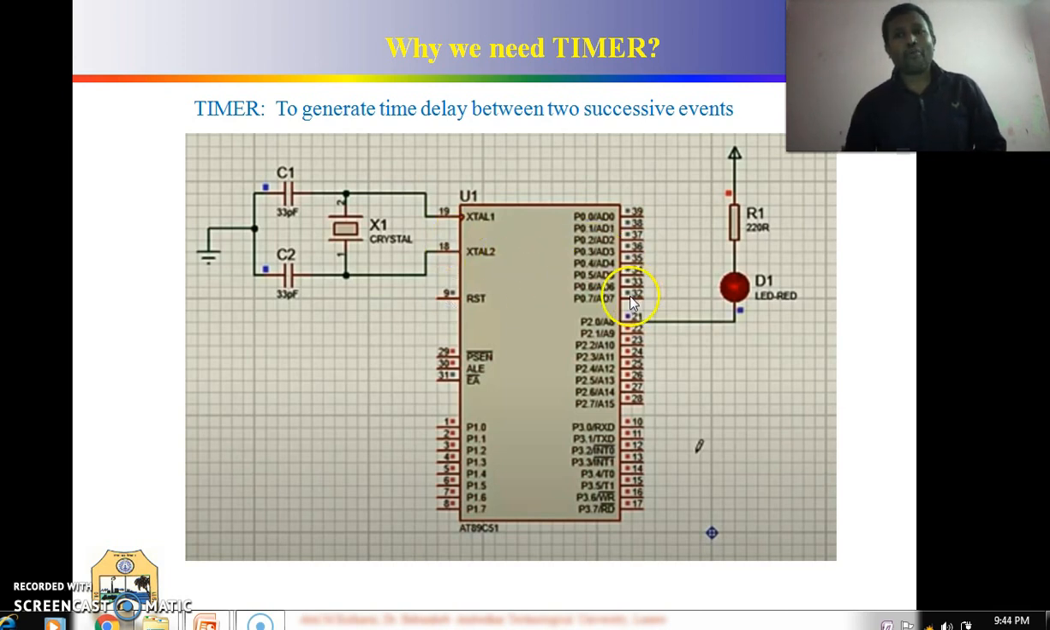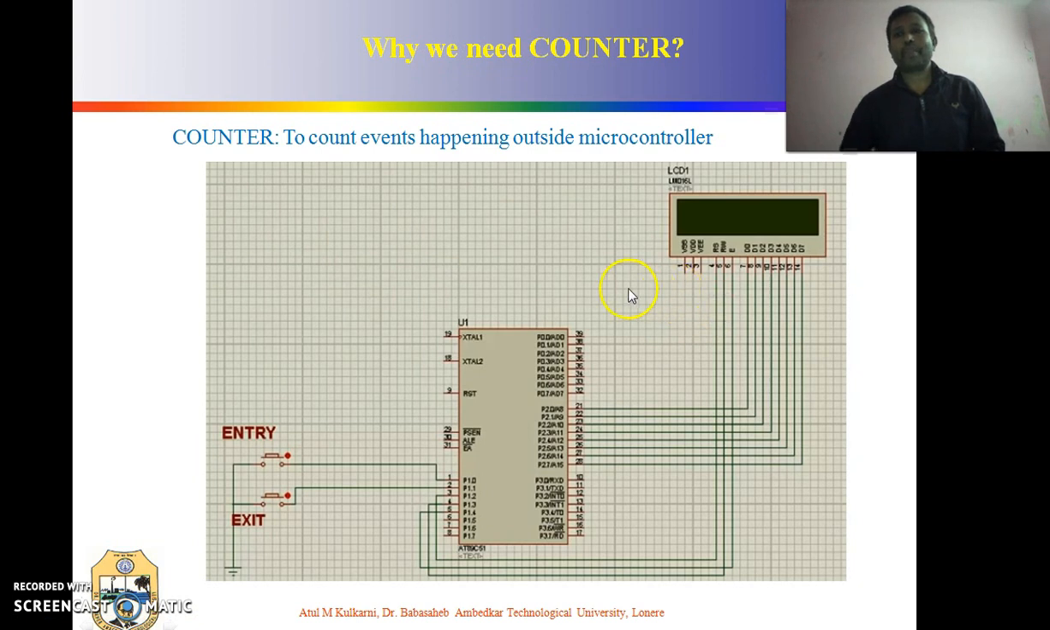Now let us see why we need a counter. This is an example here again. This is an 8051 microcontroller chip having 4 ports. This LCD display is connected to port 2 along with some pins of port 1. And let's take an example of a mall.